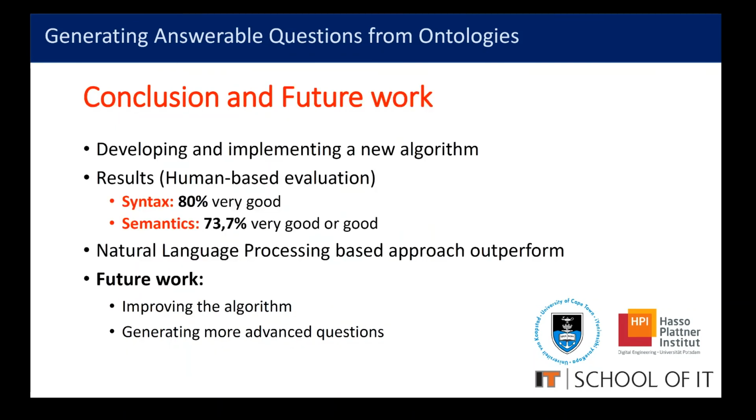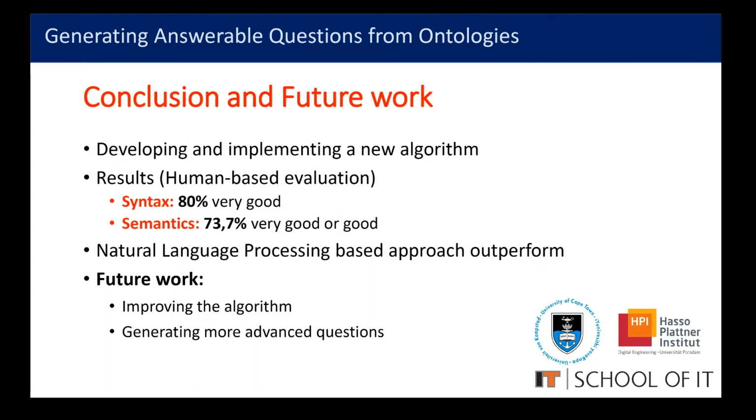So, to conclude, 3 approaches to answerable question generation from ontologies were developed, involving the specification of axiom prerequisites, a foundational ontology, NLP techniques, template design, and the design and implementation of their respective algorithms. The human evaluation showed that the NLP-based approach outperformed the others by a large margin.